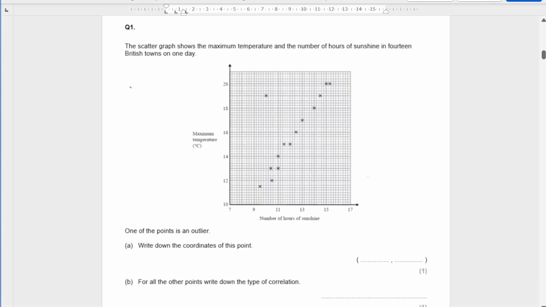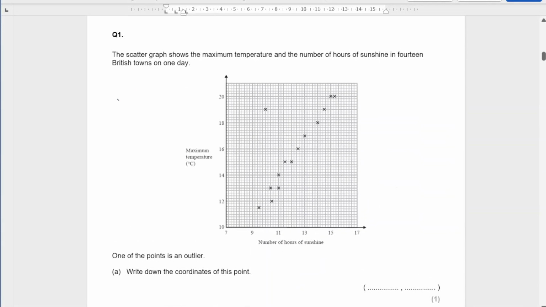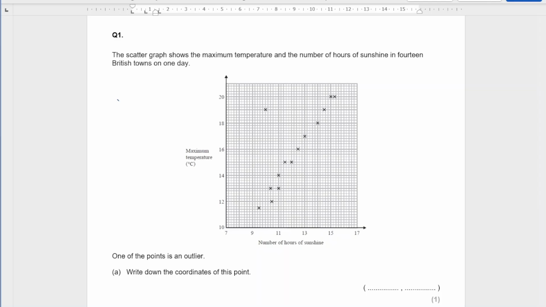So question 1. The scatter graph shows the maximum temperature and the number of hours of sunshine in 14 British towns on one day. One of the points is an outlier. Write down the coordinates of this point. So I will always circle it in my diagram, and then I'll write down the coordinates just to make it clear. So we are looking at, I think, 9.5 on our x-axis, and halfway between 18 and 20, so 19 on our y-axis.